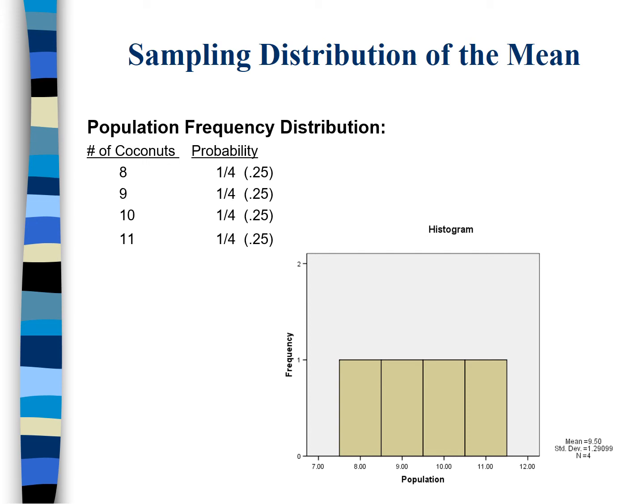So let's start with where it says population frequency distribution. There was the number of coconuts that were in the possession of an individual. 1 out of 4 people had 8 coconuts. 1 out of 4 people had 9 coconuts. 1 out of 4 had 10 coconuts, and one of the individuals had 11 coconuts. That is the entire population. I plot that population data into a histogram, and you'll see that down there in the chart at the lower right.